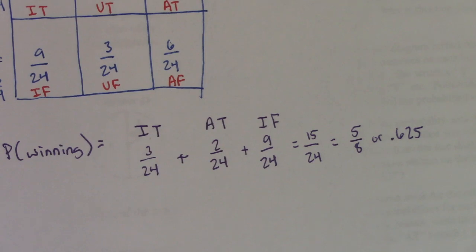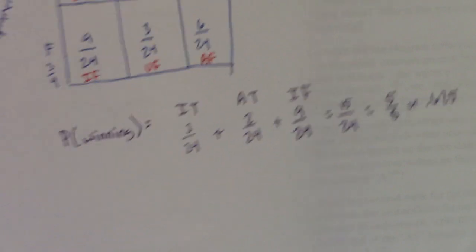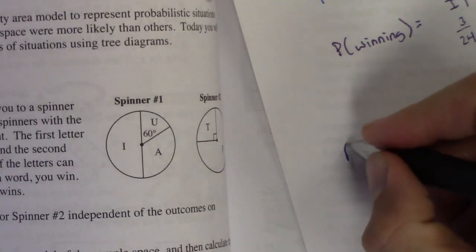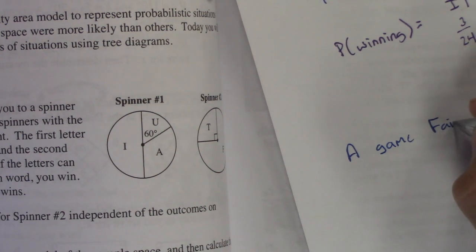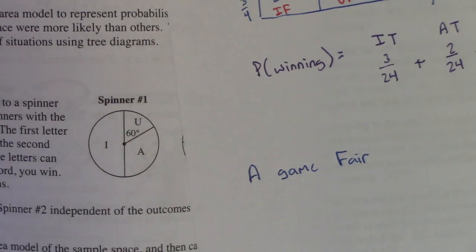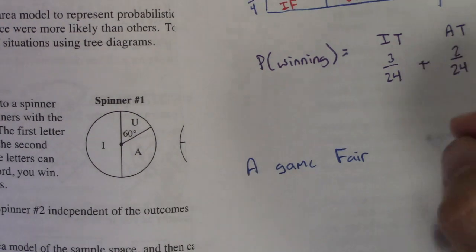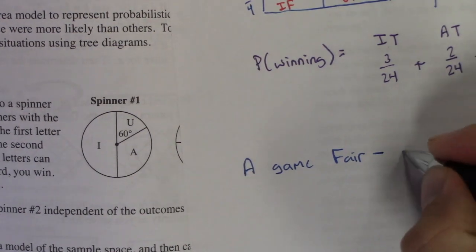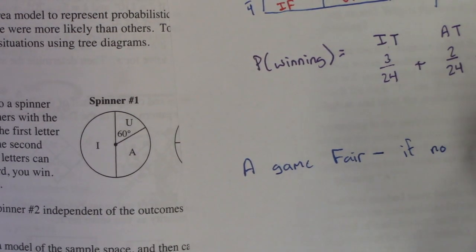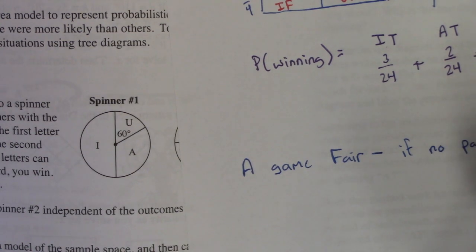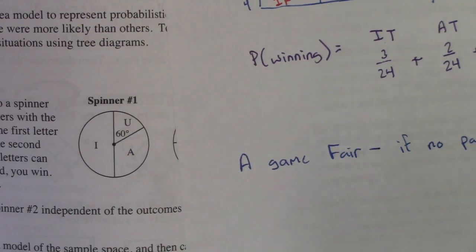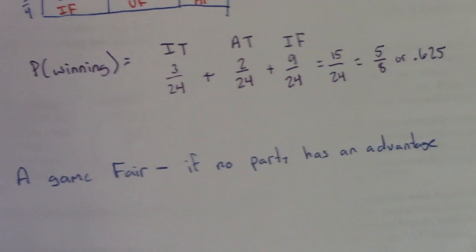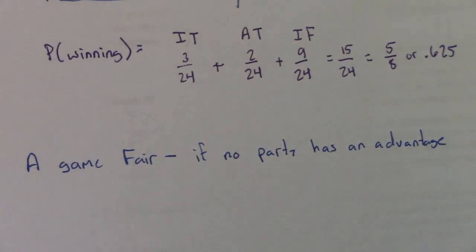Okay, so here's the key detail. A game is fair. This is the math definition. You probably like this game because you have a bigger chance of winning, and winning is fun. But in Mathland, a game is fair if no party has an advantage. That is to say, both sides are equally likely of winning.